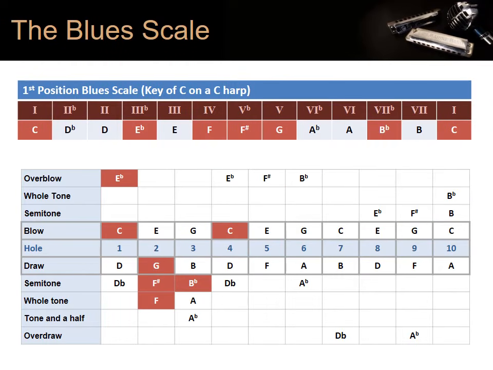In the lower octave, almost the entire first position scale is available through bending. The one missing note is the flat third, which is E flat in this case. This note can be obtained through overblowing the hole 1, but very few people can play it, and fewer still can make use of it in a musical context. So it tends to be swapped out for the 2-hole blow. This doesn't sound as bluesy, it's not quite the whole blues scale, but it sounds good enough.